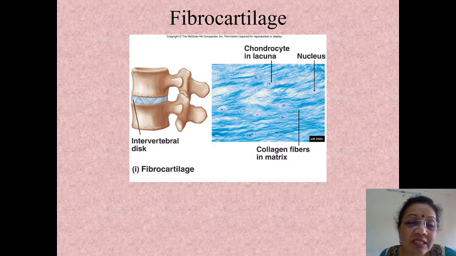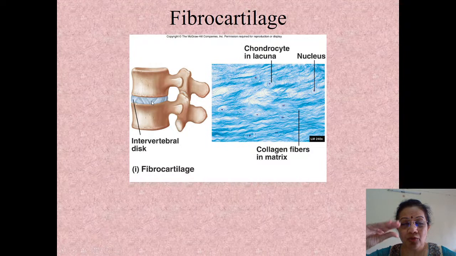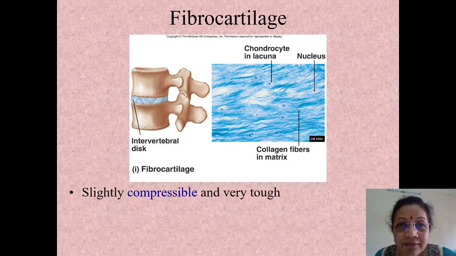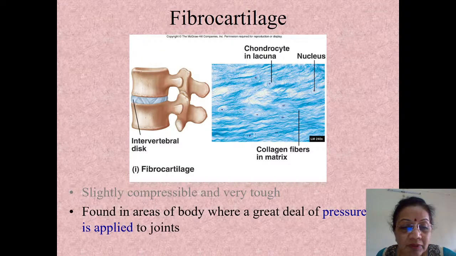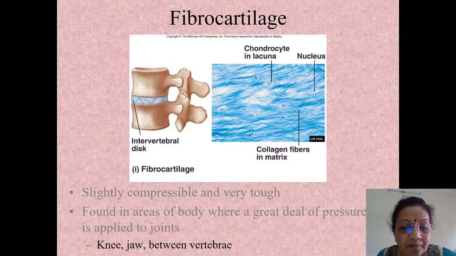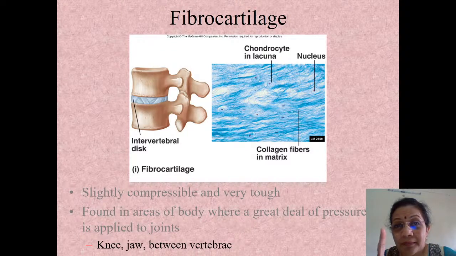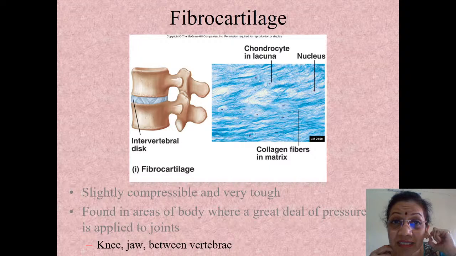And the example of it is the intervertebral disc, because it takes a lot of pounding action. It resists a lot of kilogram force throughout your life. More fibers are required to keep it more resilient and springy comparatively. Very, very tough cartilage, slightly compressible, found where there's a great deal of pressure, weight-bearing joints, such as the knee. In the knee, what we saw in the previous picture, the articular cartilage was hyaline, but there are extra pieces of cartilage called menisci, which are fibrocartilage in nature.